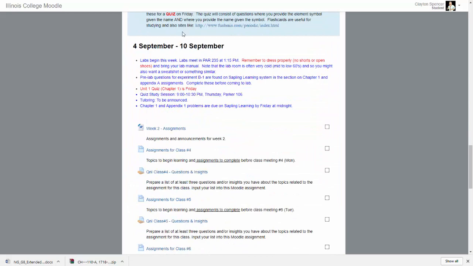So for any particular given week, I post weekly assignment sheets. These are essentially a checklist of what students need to be doing in preparation for each class day and each lab, so students can always stay on track. It tells them, for example, that before you come to class number 4, in this case it will be on Monday, they should click this link on Moodle to see what their assignments will be.